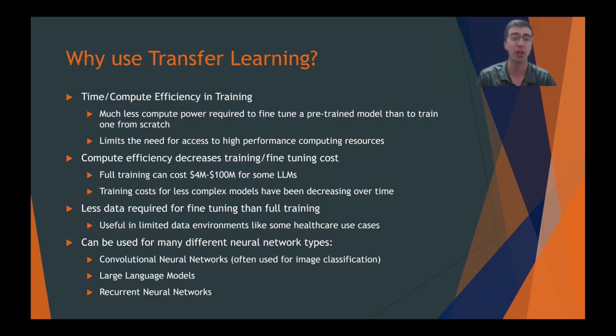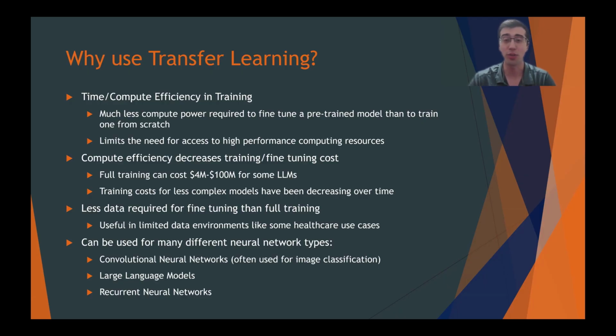So why would you want to use transfer learning? Well, as you might imagine, it's a lot more time and compute efficient in training compared to fully training a model from scratch. Because you need a lot less compute power, you also need a lot less access to high performance computing resources such as Rivanna. So you could train models using transfer learning with a smaller amount of compute, including smaller GPUs than you would necessarily need for fully training a model from scratch.